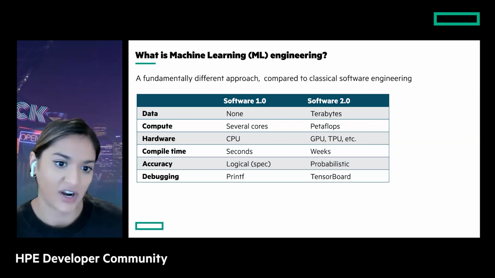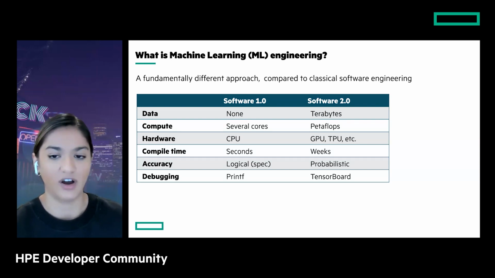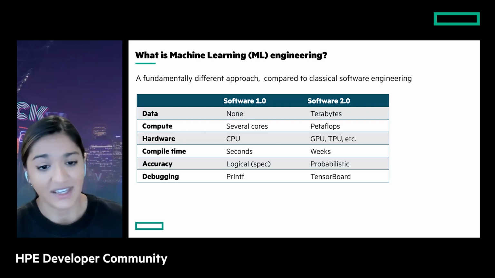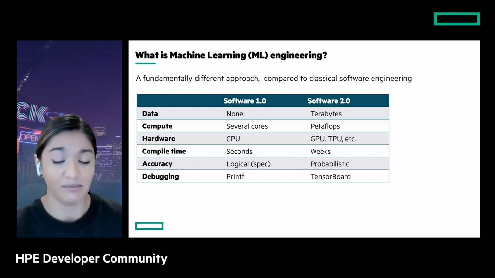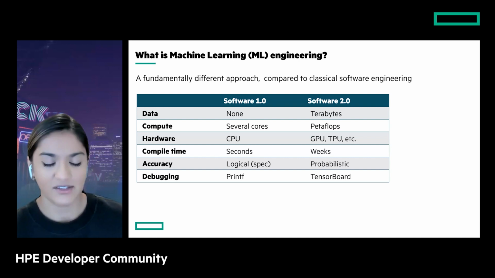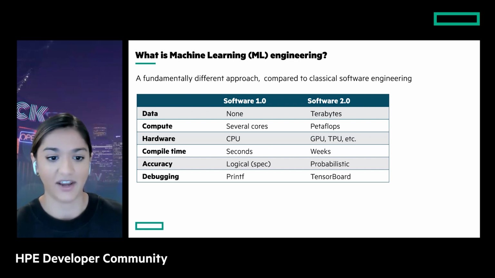So if you're a software engineer, I'm sure you're used to developing software on, let's say, a 4-core CPU. There's no reason that you would normally need to wrangle terabytes of data. And let's say you're developing in C++, your compile time is within seconds. And the errors that you deal with are mostly logical errors. So you can debug your code using printf statements or debugging tools like GDB, depending on your language. And this is the paradigm when it comes to classical software engineering and developing software.